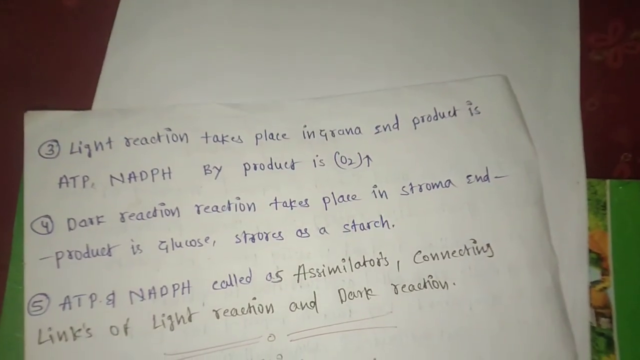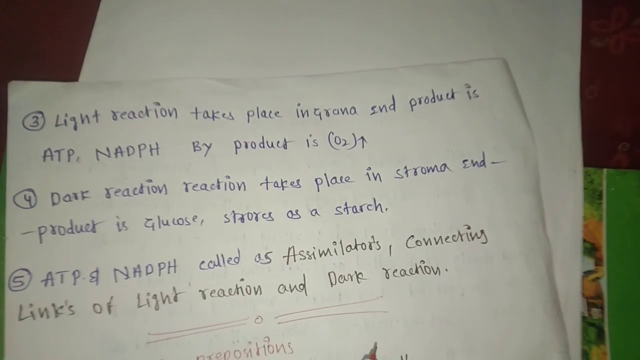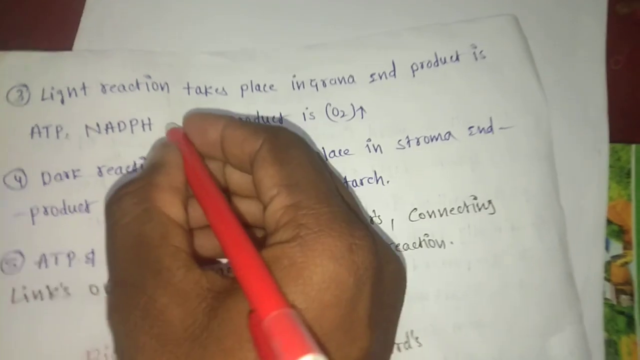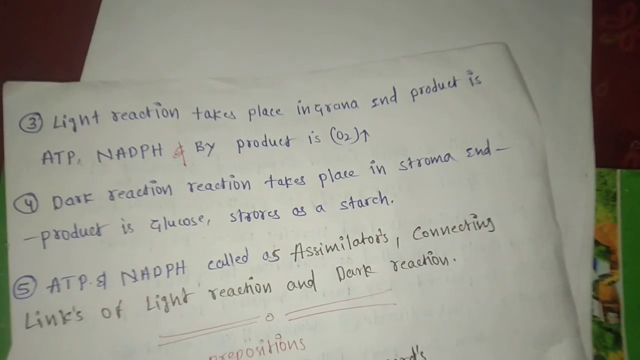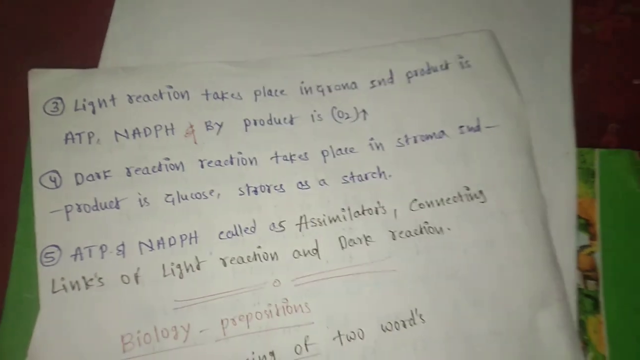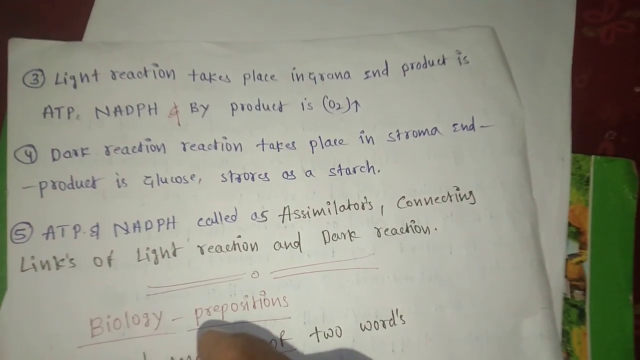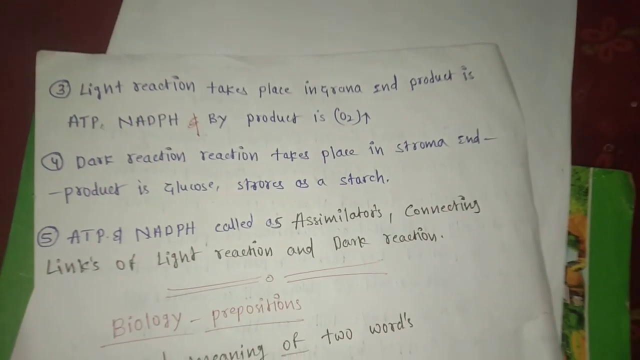Light reaction takes place in the grana. The end products are ATP, NADPH, and the byproduct is oxygen. And dark reaction takes place in the stroma. The end product is glucose, stored as starch.